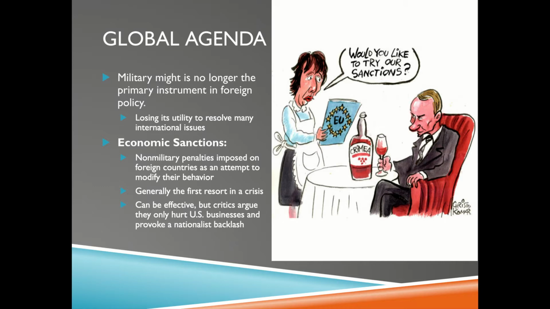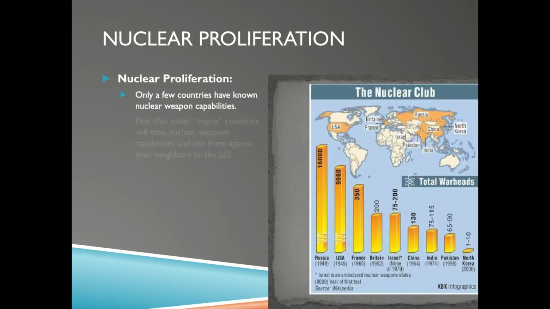They can be effective, right? Where you're saying we're not going to provide aid or food or whatever to a country until you meet these certain conditions. But critics do argue that they hurt U.S. businesses who are trying to sell their goods to these specific countries and can provoke a nationalist backlash. It also hurts the citizens of that country. There might be food shortages and famines and things in those countries as a result of economic sanctions.